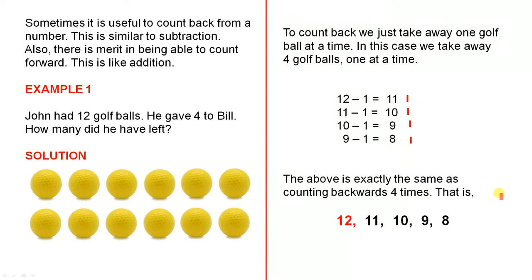The above is exactly the same as counting backwards 4 times. That is, you start at 12 and you go 11, 10, 9, 8. One more way you could do it, if you wanted to, you could just cross off 4 golf balls. That's like counting backwards. See that? And let's see how many we've got left. 1, 2, 3, 4, 5, 6, 7, 8. So there's a lot of different ways of doing it.